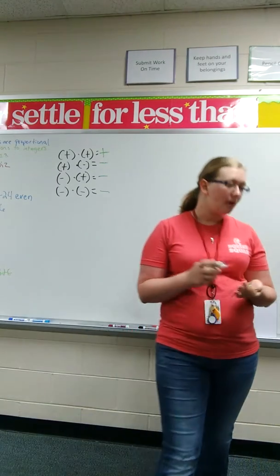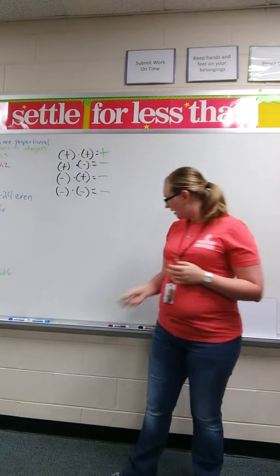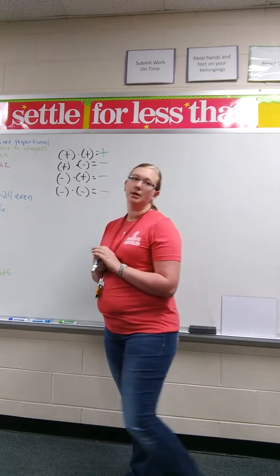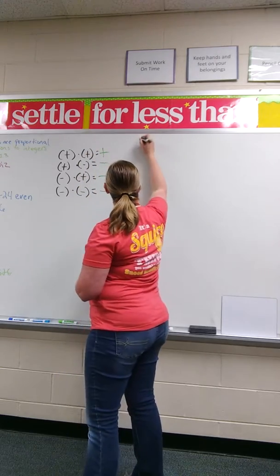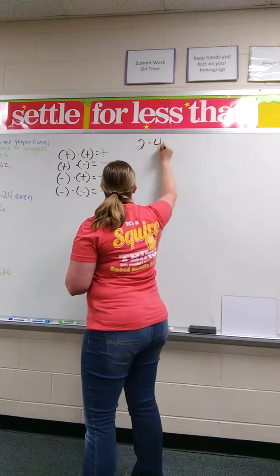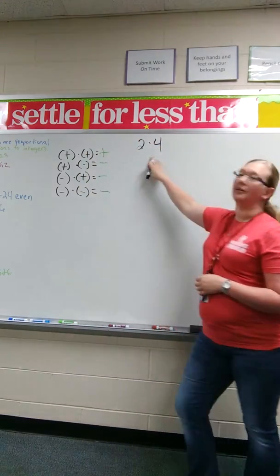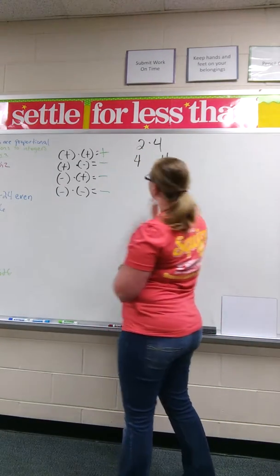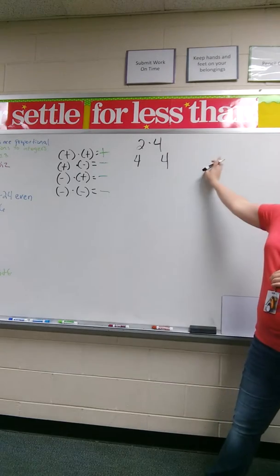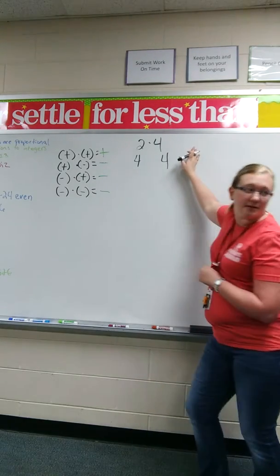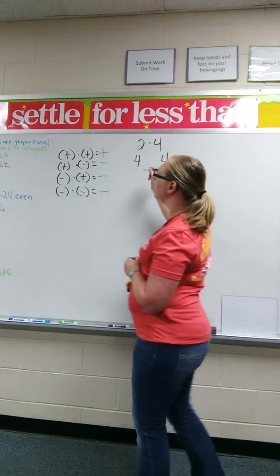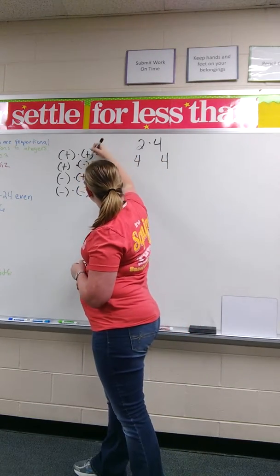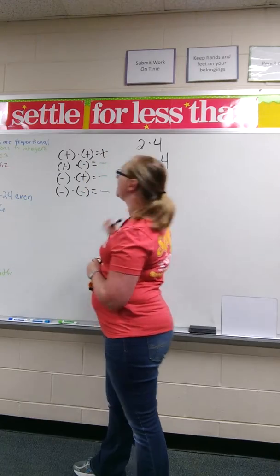Alright? So, if I had the problem 2 times 4, that means that I have 2 groups of 4, correct? Okay, so I have 4 and I have 4. That gives me how much? 8. 2 times 4 is 8. Okay, so that would be positive? Yes. Okay, so I'm going to keep that hypothesis of positive because that one's correct.